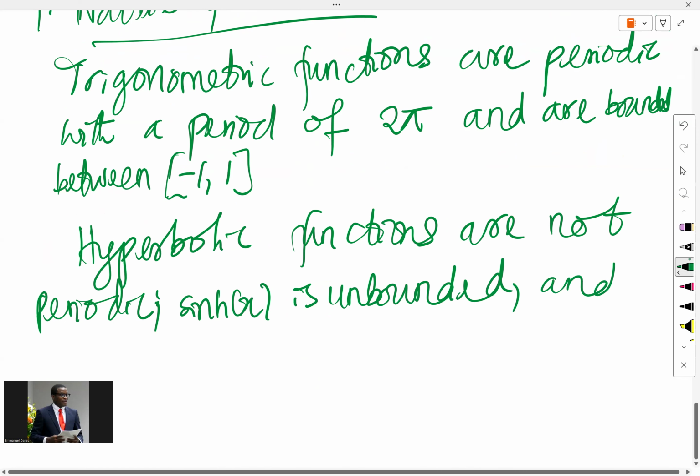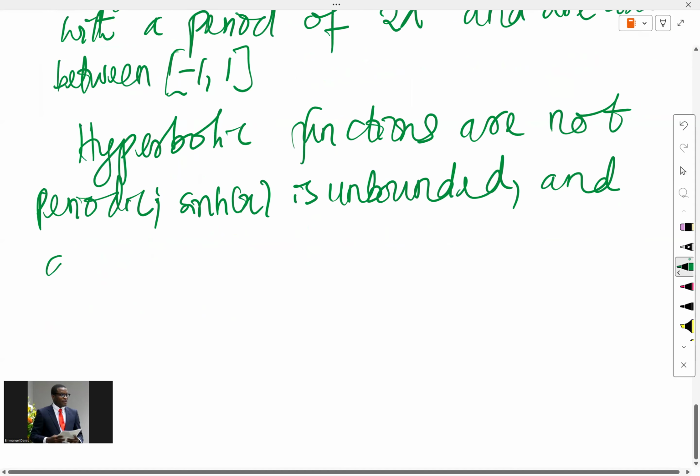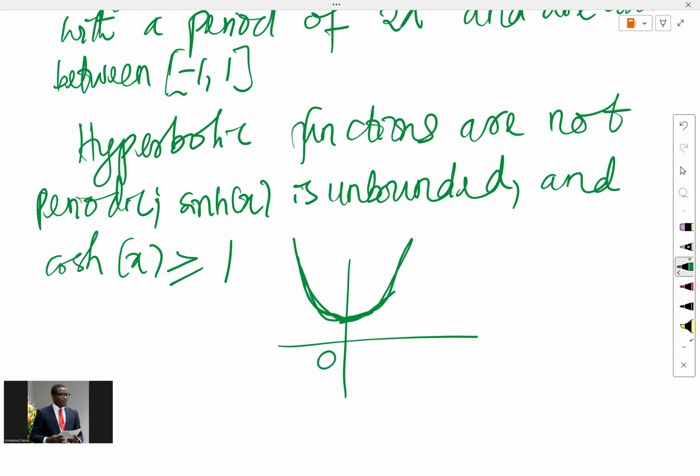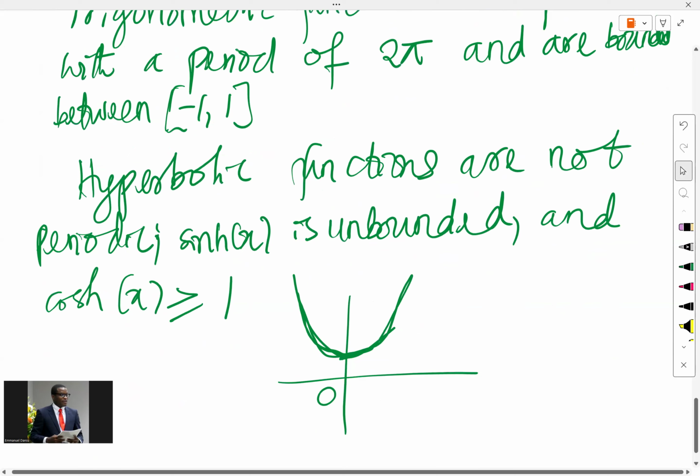And cosh x is always greater than or equal to 1, because the curve is something like this. If this is the origin, look at 1 here. The minimum point of cosh x is 1. So cosh x is always greater than or equal to 1. That's just the simple thing to say. So that's one thing in talking about their nature and behavior.